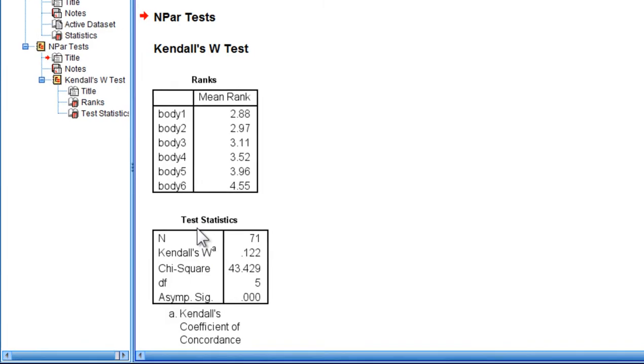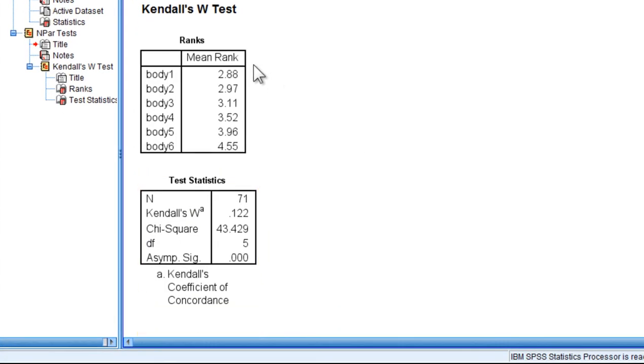So click on OK, and here are the mean ranks, which are showing an essentially linear increase, 2.88, 2.97, all the way up to 4.5. So these increasing rank values suggest that the distance traveled is increasing across bodies. And we can see that the null hypothesis of equal mean ranks has been rejected with a chi-square value of 43.429, 5 degrees of freedom, and p less than 0.001. The null hypothesis is rejected because the p-value is less than 0.05.